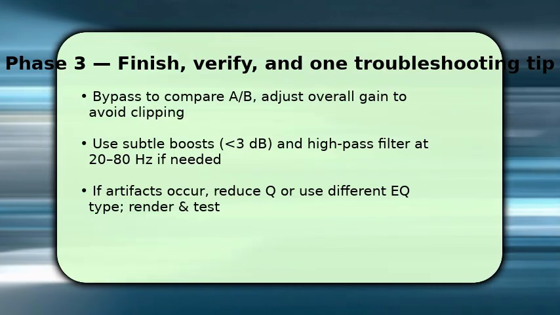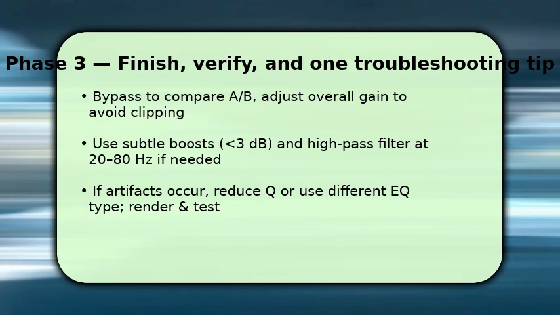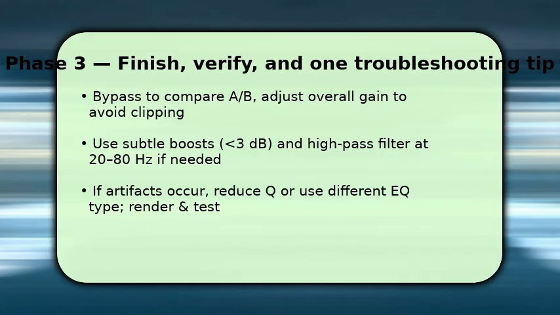If low rumble exists, enable a high pass at 2080 Hz. If sibilance appears, address it with a narrow cut rather than wide attenuation. If you hear ringing or artifacts, reduce Q or switch from parametric to graphic EQ. Then render and test at listening levels to confirm the fix.